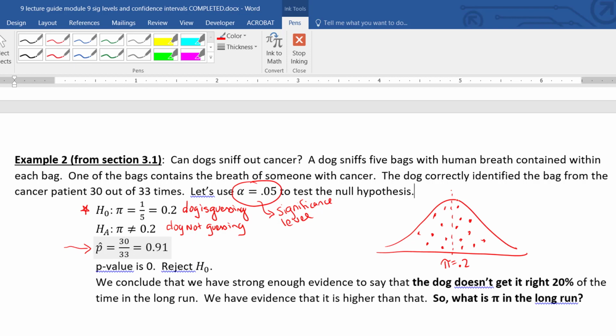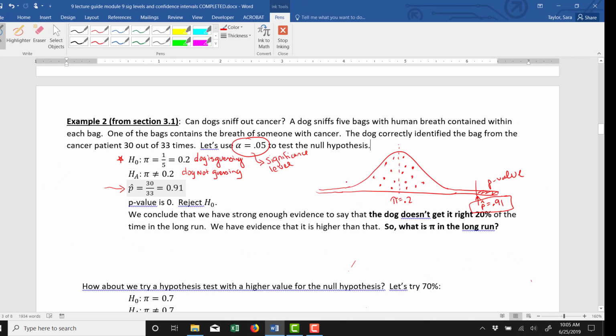We would then locate our sample statistic p-hat on that distribution and identify the p-value. Turns out when we do this, our value of p-hat of 0.91 is way up here in the right tail. And it turns out the p-value is 0 when we did the simulation. The probability of getting a sample like ours or more extreme is 0.